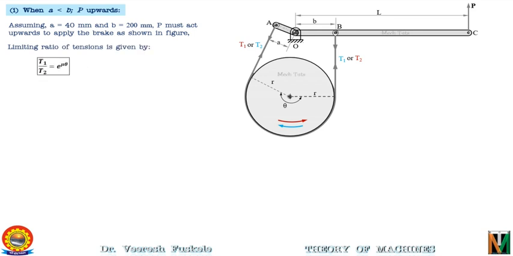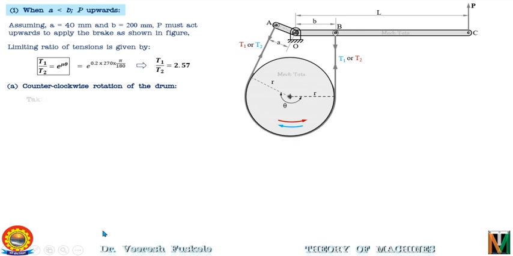So from here we will get T1 by T2 is equal to 2.57 as calculated earlier. Now considering the counterclockwise rotation of the drum. So in this case again the red color will identify the counterclockwise rotation. So if the drum is rotating in the counterclockwise rotation, then this side will be the tight side with tension T1 and this side will be the slack side with tension T2.